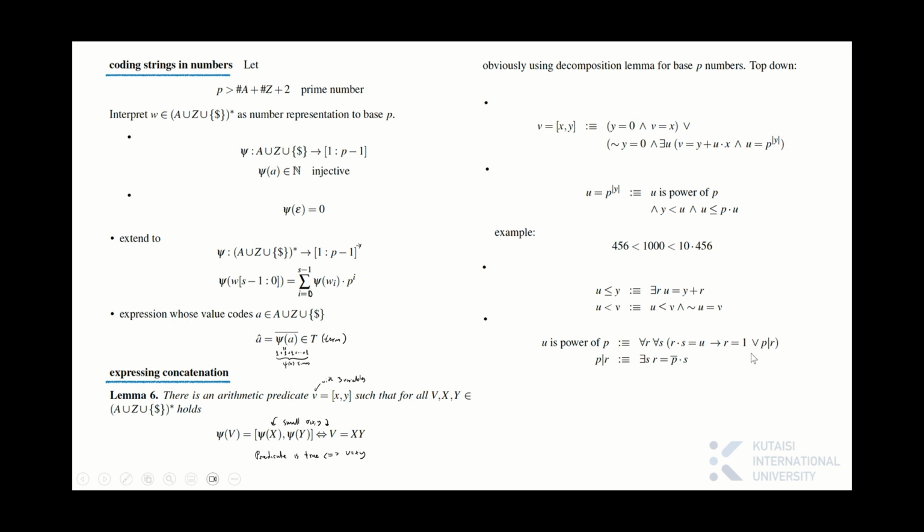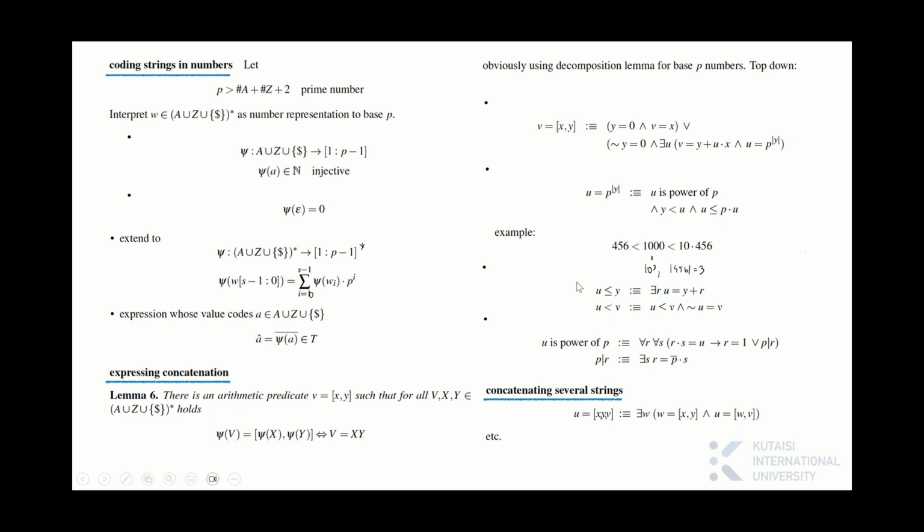And p divides r is equivalent to saying that there is s such that r is p times s, with p with a bar, meaning it's p many additions of 1, the string of p many additions of 1s. So now we have said everything. So this bracket is now defined, v equals xy. Everything here, we're just defining this part. So everything is defined, and then we have defined this predicate that satisfies this lemma here.